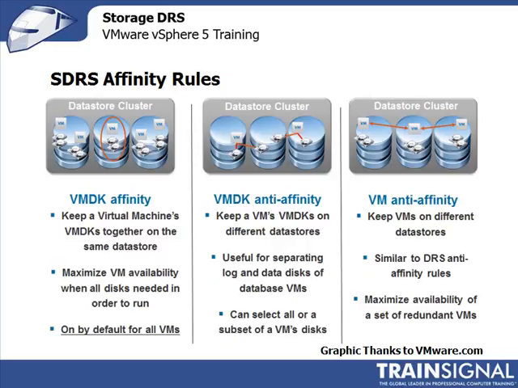I mentioned earlier that SDRS has affinity and anti-affinity rules, and I want to thank VMware.com for this graphic here that very nicely explains the VMDK affinity and anti-affinity rules, as well as the virtual machine anti-affinity rules. So there's VMDK affinity rules that say you want to keep a virtual machine's disk files together on the same data store. This is on by default, and it's there to maximize virtual machine availability when all disks are needed in order to run. You don't want to have one data store go out, and one of the virtual machine's disks was over on that data store, and then the virtual machine can't function at all.